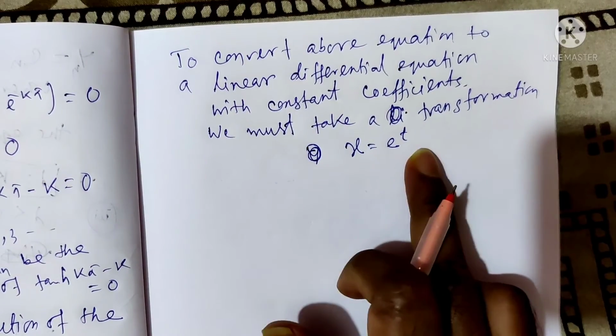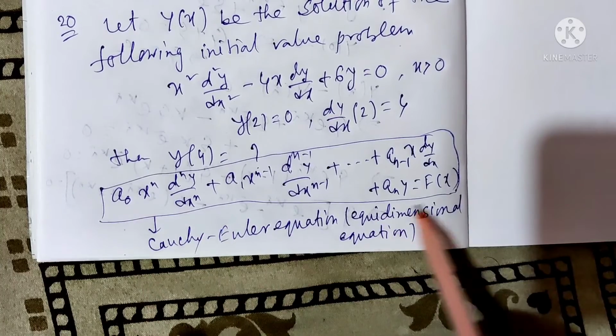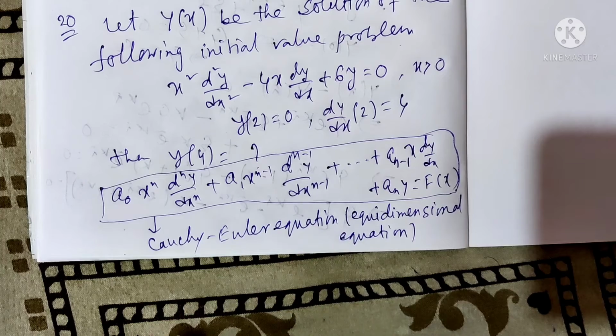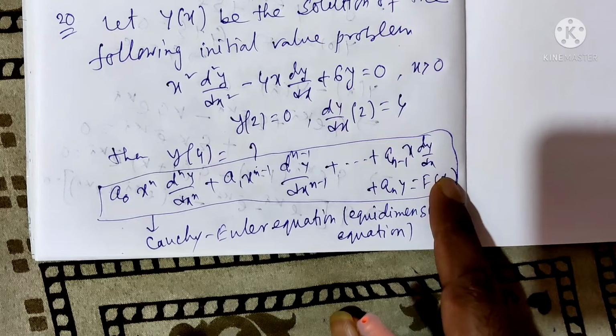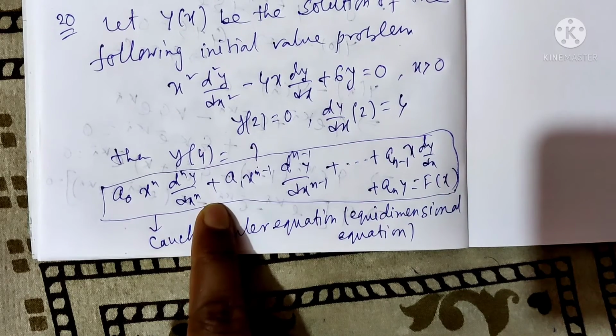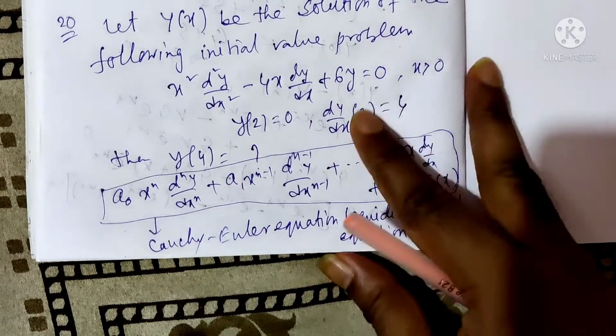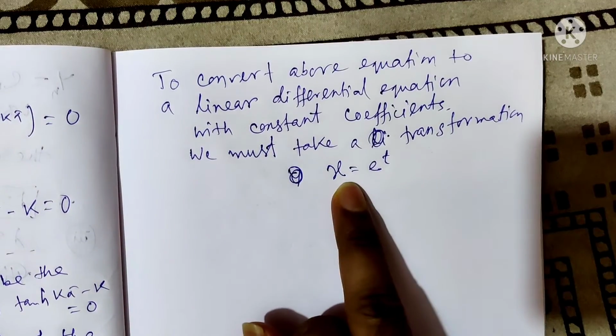If we take x equals e to the power t, then this differential equation can be reduced to a linear differential equation with constant coefficient. That is, this kind of equation is called a Cauchy-Euler equation or equidimensional equation, and we can convert this into a linear differential equation with constant coefficient by a suitable transformation, which is x equals e to the power t.